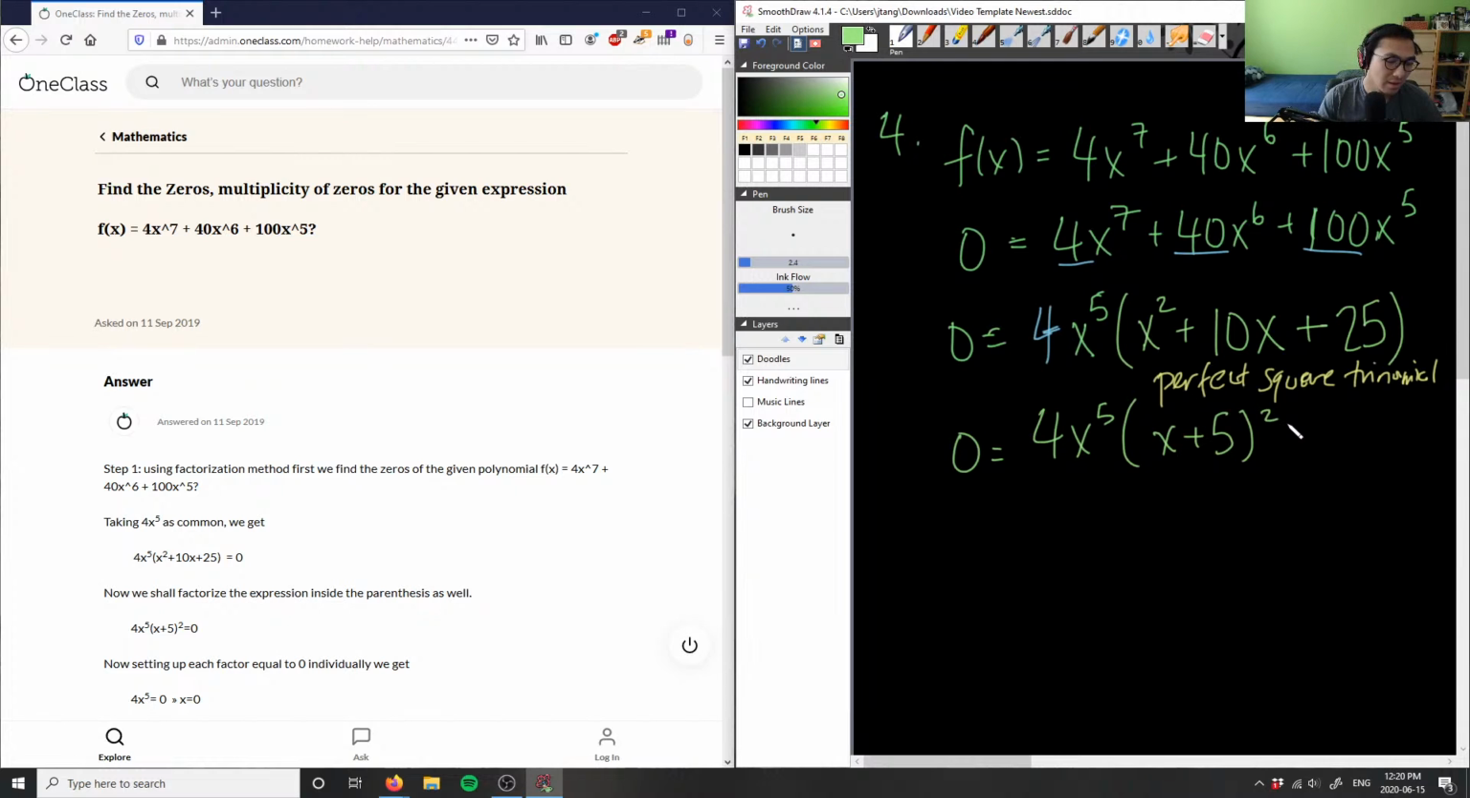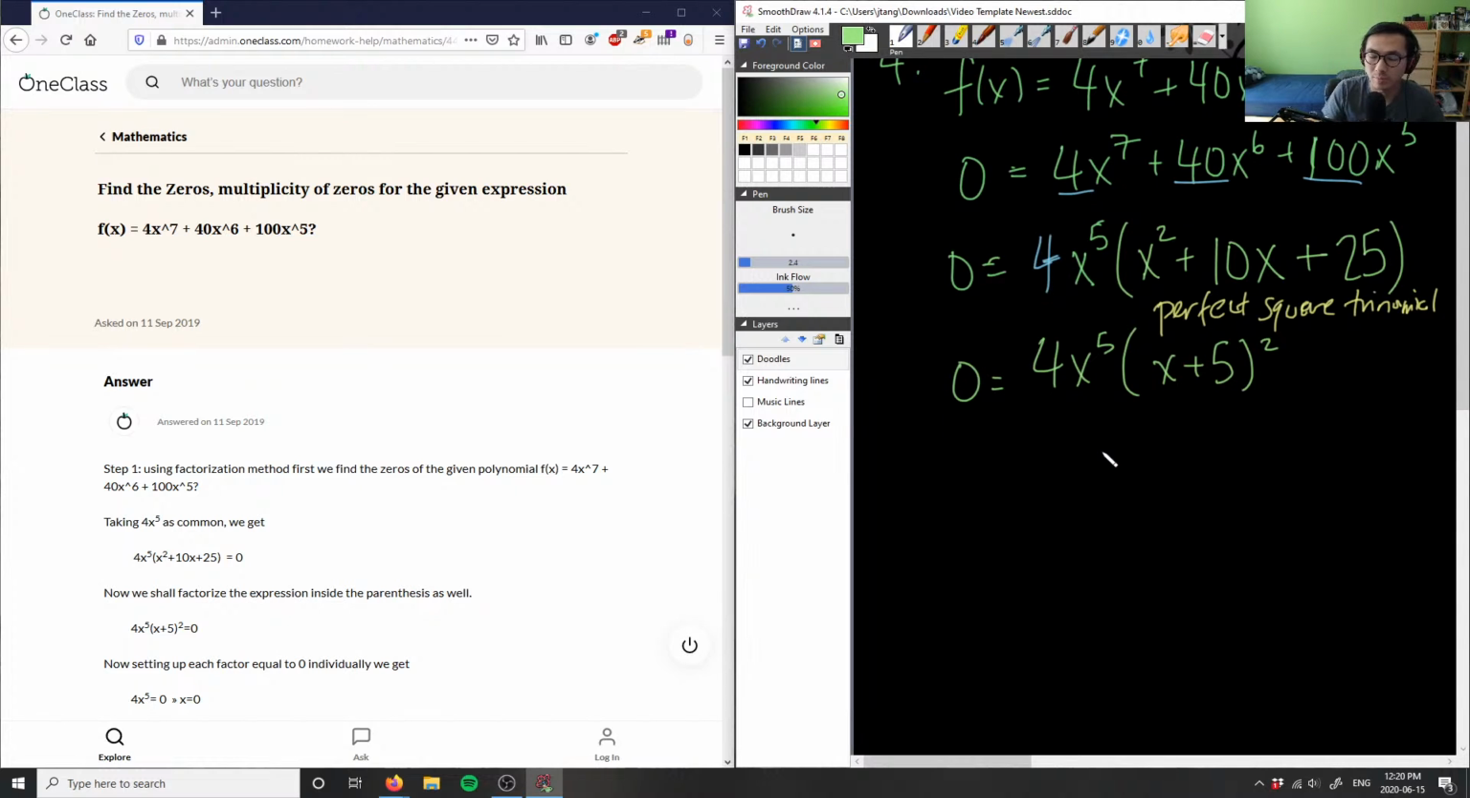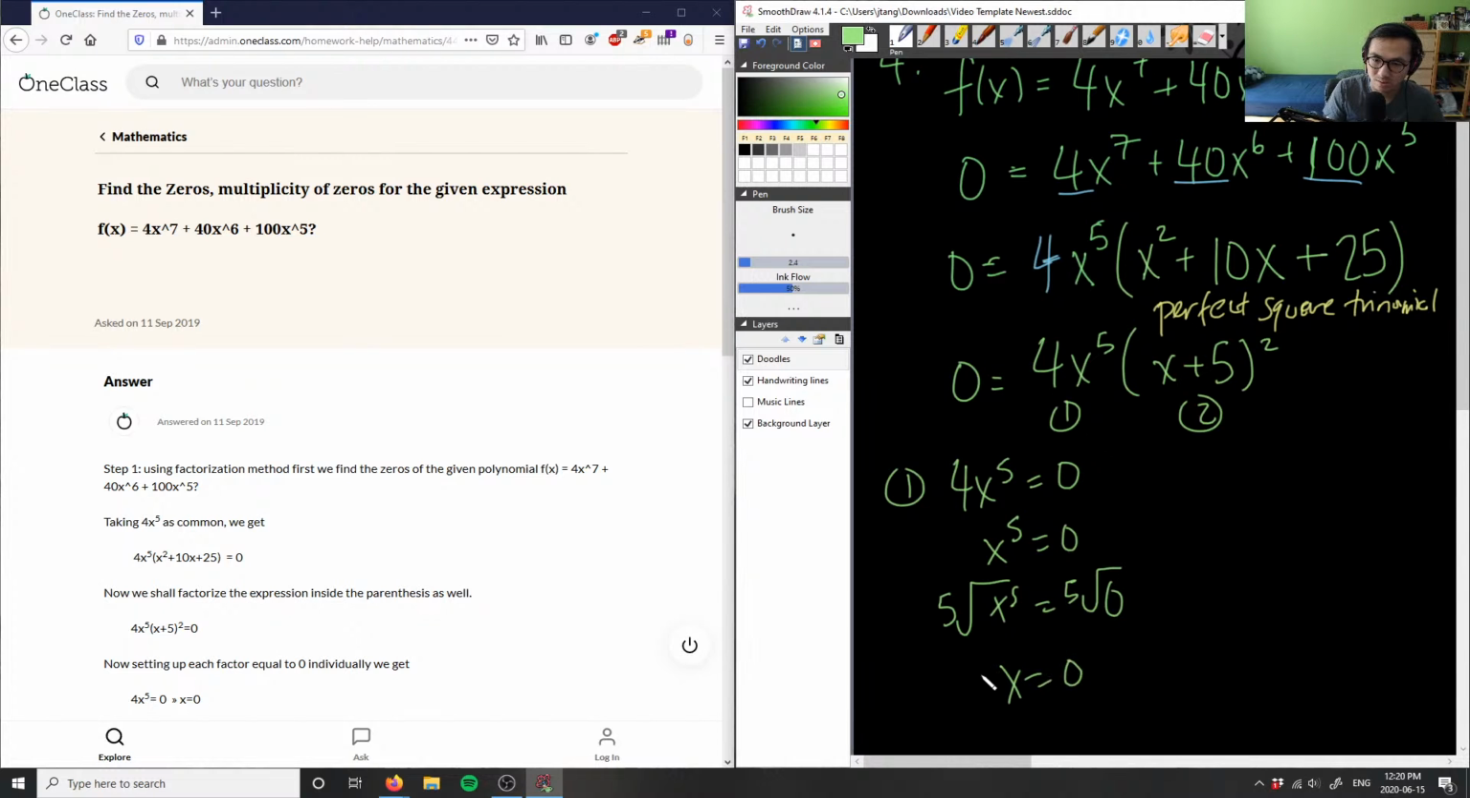So now what we can do is take both cases here. We can break this down into case 1 and case 2, and set it to 0 to find our zeros, right? So for case 1, 4 times x to the power of 5 is equal to 0. Divide both sides by 4, and I get x to the power of 5 is equal to 0. And then if I take the fifth root of both sides, it's still going to equal 0, right? So x equals 0 is definitely a factor.